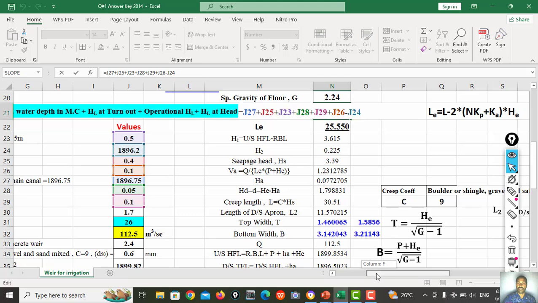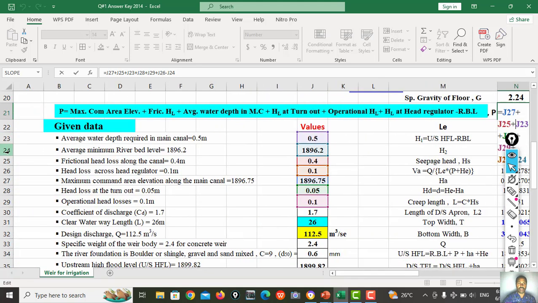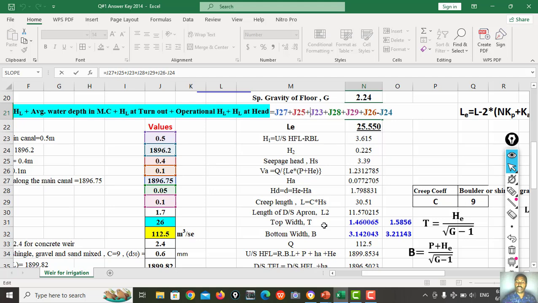So here you have J27, you go here, this elevation, then plus this one, all values will be added, then you subtract J24. J24 is the river bed level. So this is J24, this one. Once you subtract the river bed level, you will get the weir height. So this is the weir height.